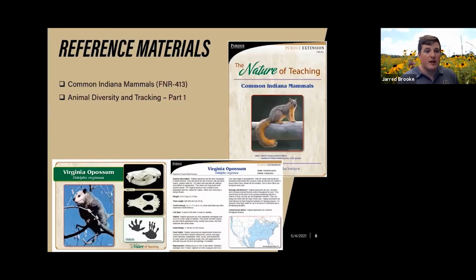You'll need some reference materials to help guide you through this unit. These are very helpful. The first one is this publication from Purdue Extension, Nature of Teaching, which is Common Indiana Mammals. You can see the cover of that publication there. You can find that on the Nature of Teaching website.